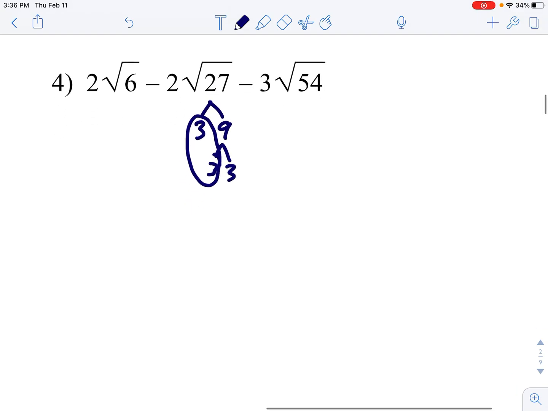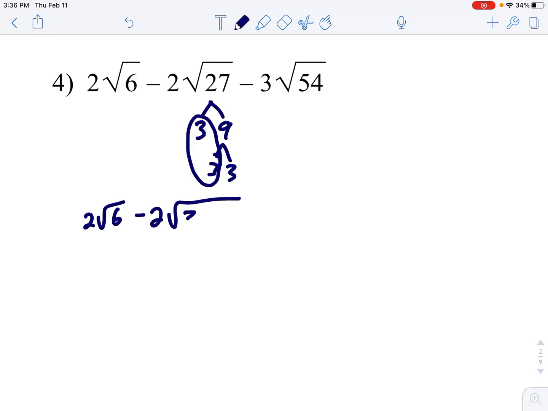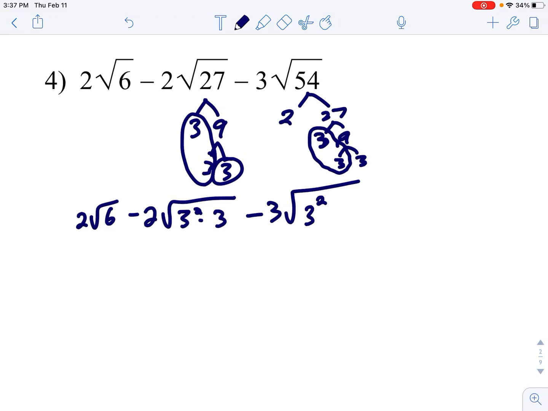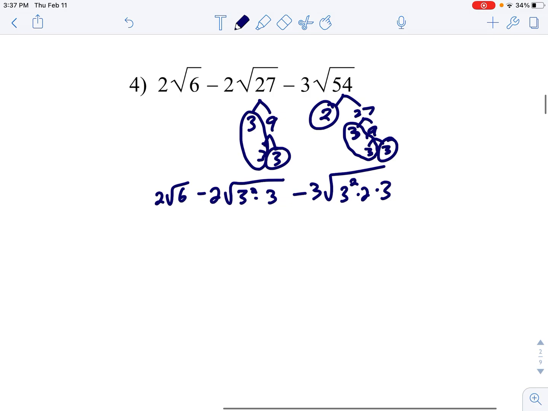So let's see, how am I going to organize this? The first term won't simplify. The second term you can turn into 3 squared times 3. Right? There's that extra 3 there. The next term, let's look at 54. 54 is 2 times 27. That's 3 times 9, and that's 3 times 3. Again, is that right? 2 times 27, yes. Okay, so we got 3 squared, and then an extra 2, and an extra 3. So now, again, the first term didn't simplify.